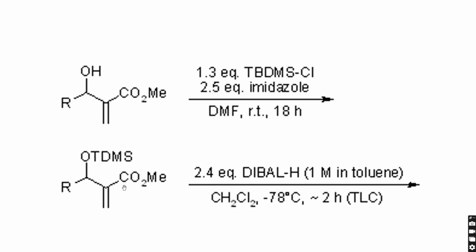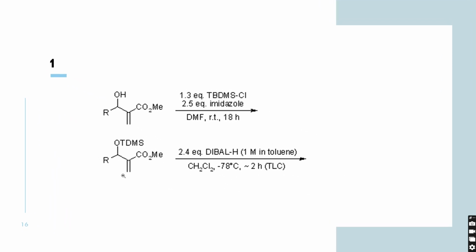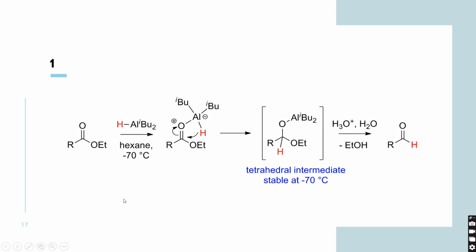Now we have this OTBDMS protected alcohol, which is already present. Another functionality is the alpha beta unsaturated ester. So we have 2.4 equivalents of DIBAL-H in the reaction condition. Let us see how DIBAL-H is going to react with this particular silyl protected alcohol substrate. So for DIBAL-H reactions, at first what happens? Hydride transfer from the DIBAL molecule takes place to the carbonyl group.